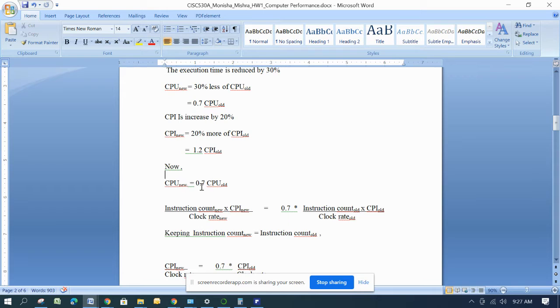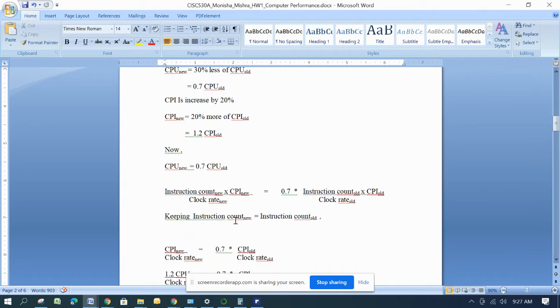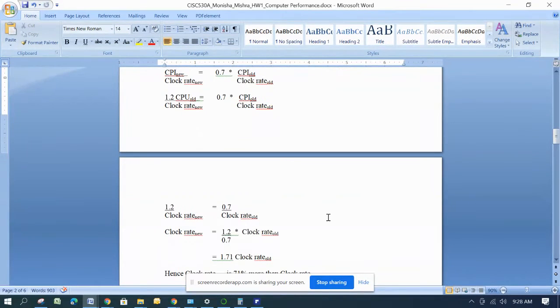Now, CPU time new equals 0.7 CPU time old. We put the formula here to calculate the clock rate, because we know the instruction count is the same. So we say CPI new divided by clock rate new equals 0.7 into CPI old divided by clock rate old. To calculate the clock rate new, that means 1.2 by 0.7 into clock rate old.